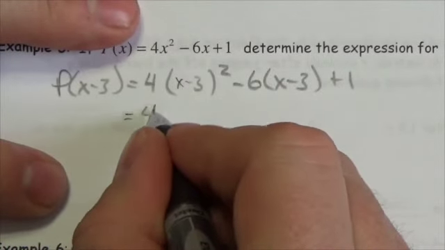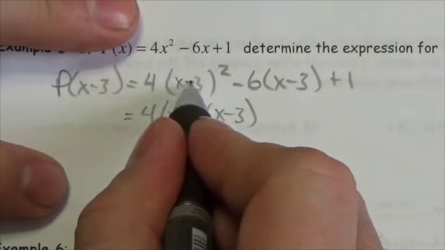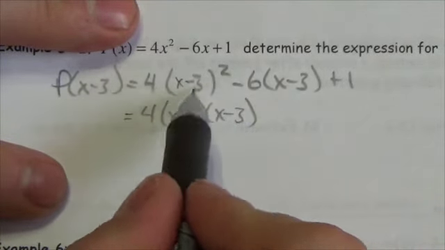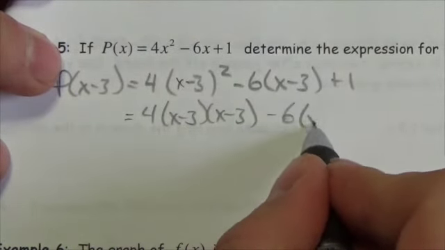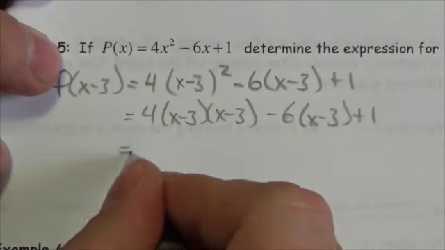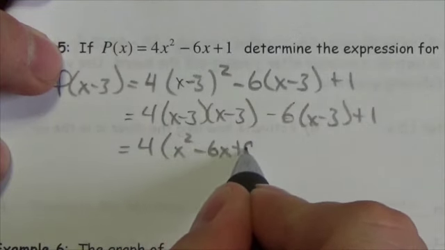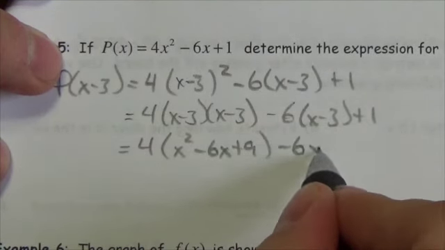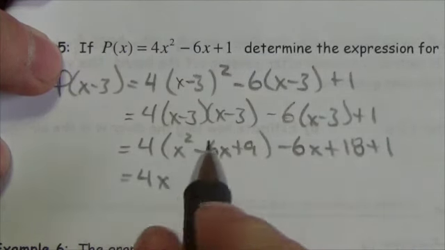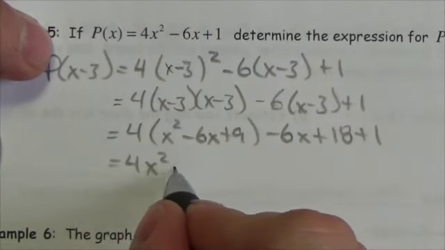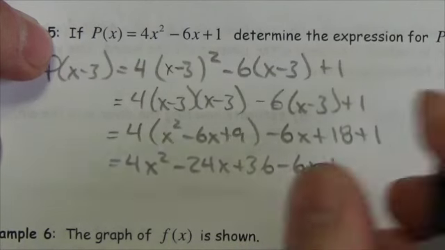This becomes 4 times x minus 3 times x minus 3. And I know I said it just a couple minutes ago here, but please don't be the person who just distributes the square to both of those terms. That's incorrect. This is 6 times x minus 3 plus 1. Now we're going to distribute, and this will become x squared minus 6x plus 9. This will become negative 6x plus 18 plus 1. And then we'll distribute the 4 through, so 4x squared minus 24x plus 36 minus 6x plus, well that's going to be 19.